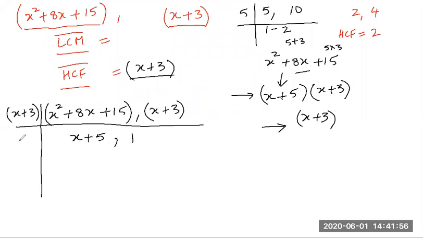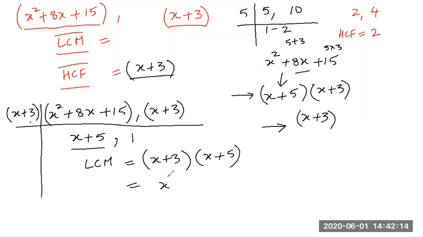Now you need not go further. It is a waste of time to write x plus 5 and then write 1 again. Just multiply these. So what will be the LCM, students? It will be x plus 3 into x plus 5, which equals x squared plus 8x plus 15, since 5 plus 3 is 8 and 5 into 3 is 15. So the first polynomial is the LCM of these two, and the HCF is x plus 3.